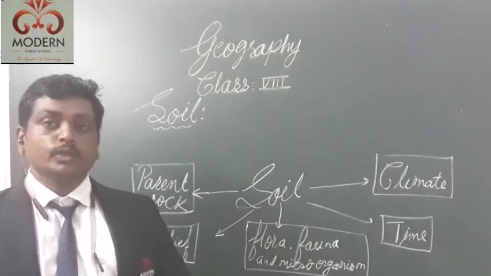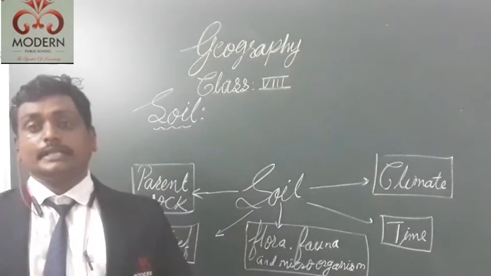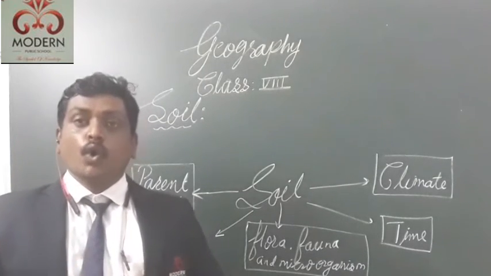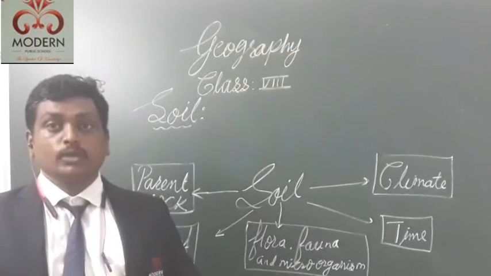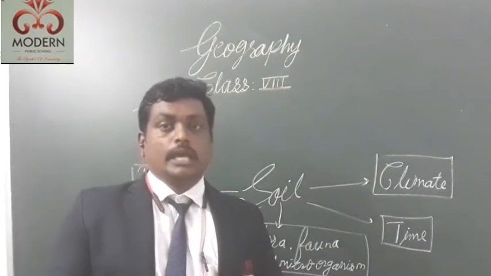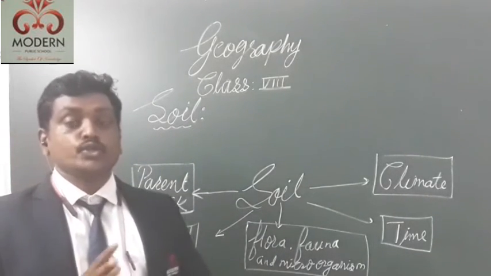How should we save the soil? We should do afforestation. We should plant more and more trees. If we plant more and more trees, what will happen? Their roots will hold the soil, and it avoids landslides and soil erosion.